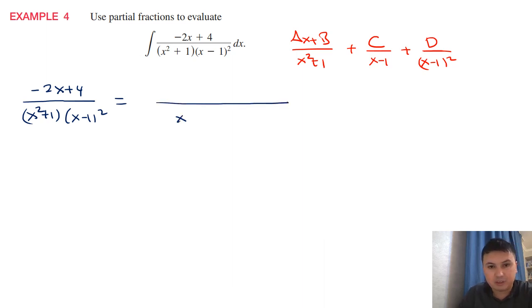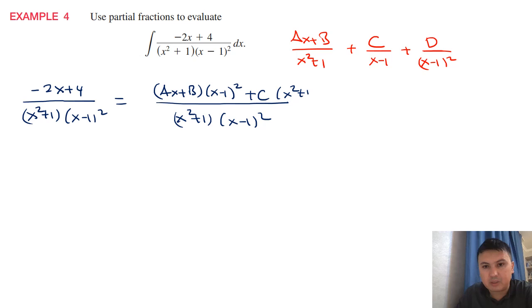Yeah, so the common denominator is x squared plus 1, times x minus 1 squared. So I need to multiply the term ax plus b by x minus 1 squared. The term c is multiplied by x squared plus 1 and x minus 1. And the coefficient d is multiplied by x squared plus 1.